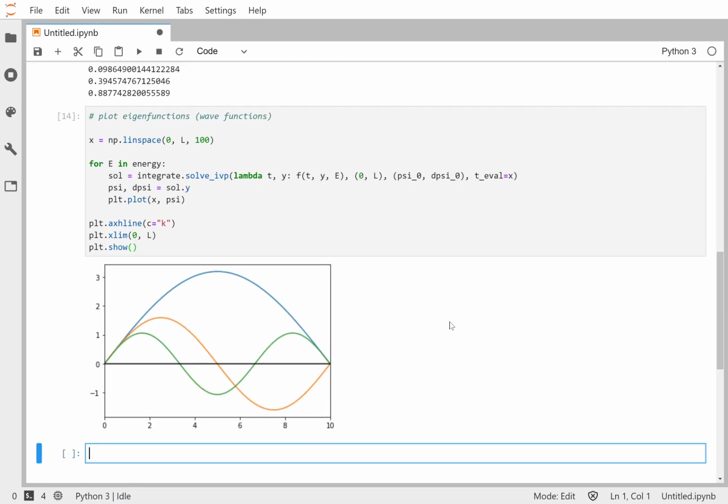Here are our wave functions. And so this is our ground state energy function. The orange would be our first excited state and second excited state. And if you've had quantum before or modern physics, this should look very familiar to you. Except that these curves are not normalized. You can see that this blue curve has much more area underneath it than the others.